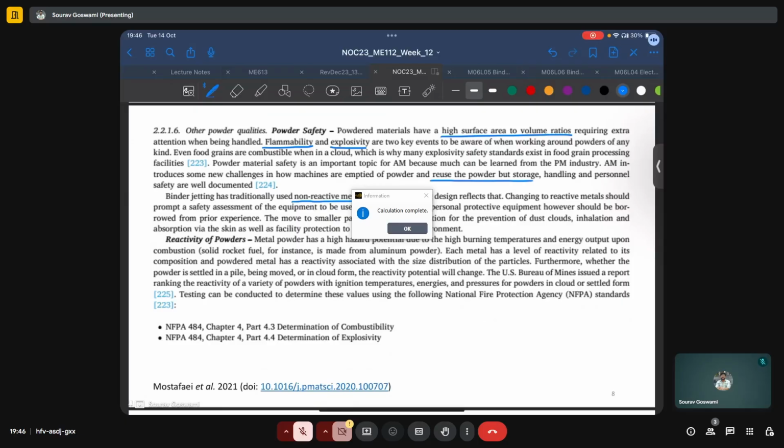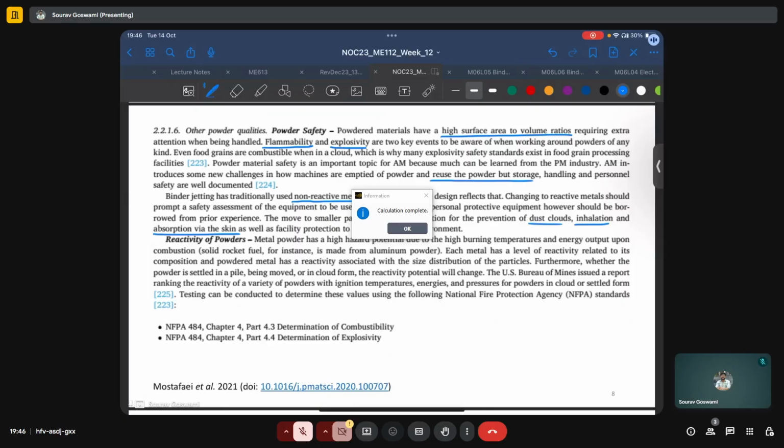Facility and personnel protective equipment should be borrowed from prior experience. The move to even smaller particles demands attention for the prevention of dust clouds, inhalation, and absorption via the skin, as well as facility protection to maintain a clean environment.